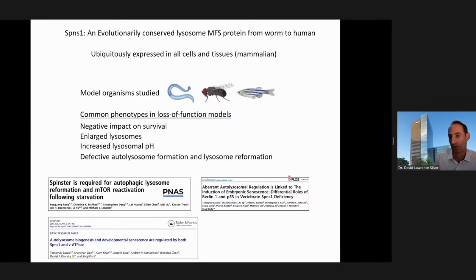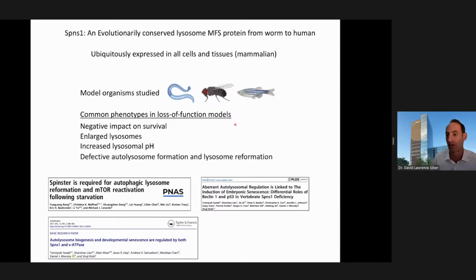What's known historically about SPNS1? We're not the first to discover SPNS1 by far. This has been around for at least two decades. It's an evolutionarily conserved protein found in lysosomes from worm to human. It's ubiquitously expressed in all tissues and cells in mammals. These are the model organisms that have been studied in the past.